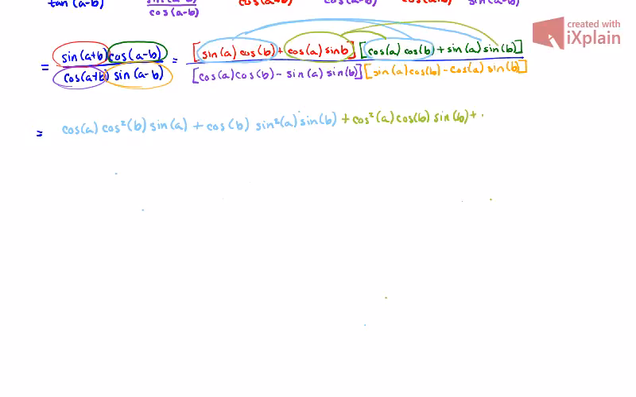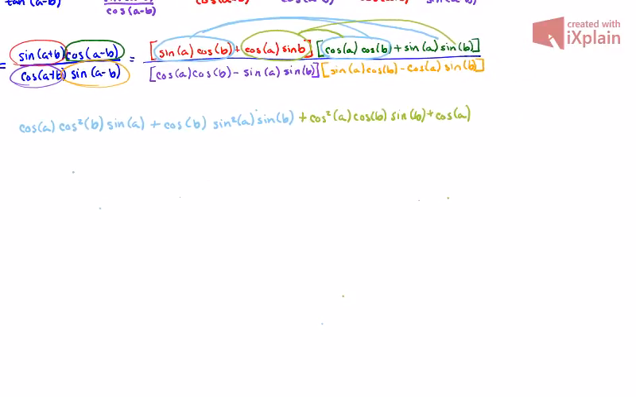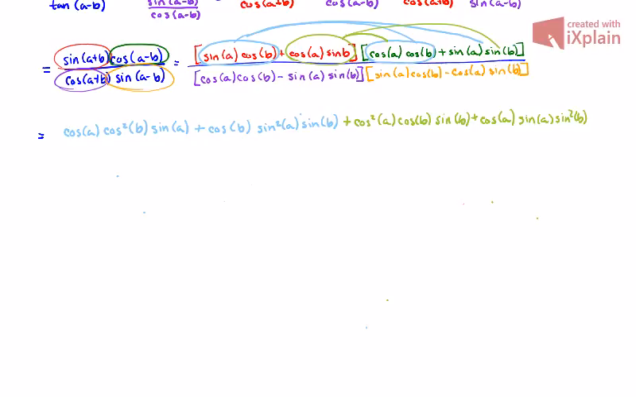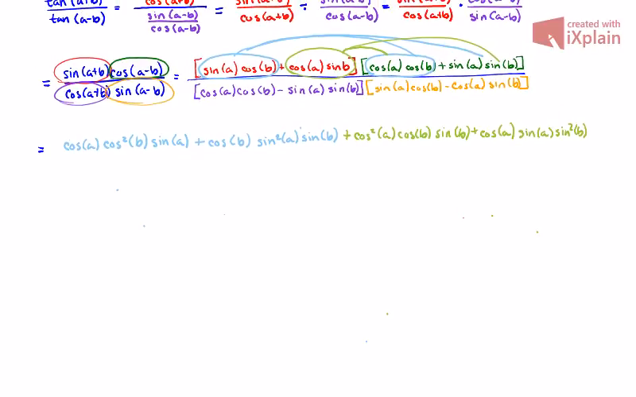plus cosine of a, just scoot this over a little bit so I can fit that all in there, cosine of a, sine of a, sine squared of b. Okay. Put that back and center it. All right, that was just the numerator. Look at that. That thing is huge. So we're going to go ahead and now FOIL out the denominator.